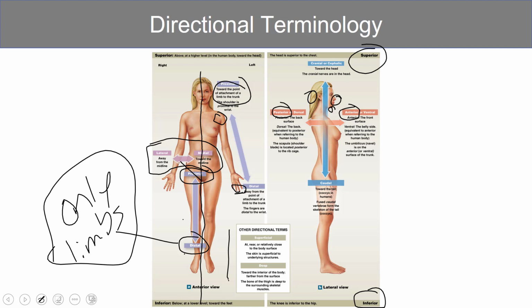Superficial and deep are two others. Superficial means closer to the surface, while deep means further from the surface. The bone of the thigh is deep to the surrounding skeletal muscle. It is. You might not have an understanding of that yet. Perhaps the other example was better. The skin is superficial to the underlying structures. It's closer to the surface of the body than structures that are deeper. So these directional terms, again, they come up time and time again, so practice them and practice them well.